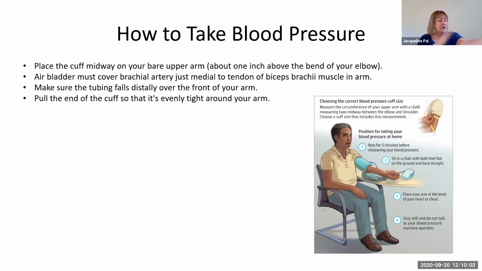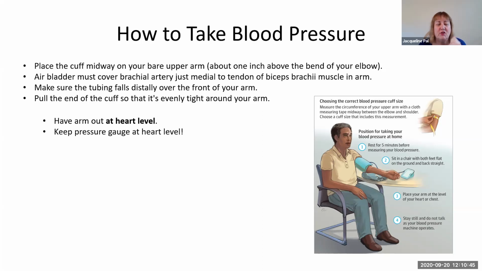All right, so no matter how you do it, once you have the bladder placed there, you need to make sure when you wrap it around that the tubing is going to be falling distally over the front of your arm. I've seen many students where the tubing comes out the top and they don't understand why that's not an accurate measurement. And the last thing is to make sure you wrap it and you have that Velcro made so that the cuff is evenly tight around your arm. Not super tight, but evenly tight, and you can feel that if you moved your arm, it would not slide down on your arm. Okay. Now you're ready to start taking the blood pressure.